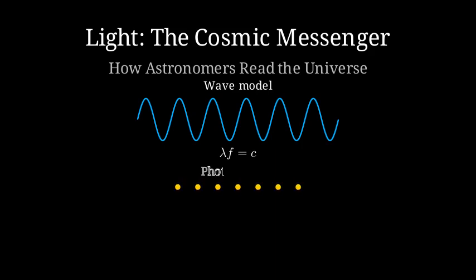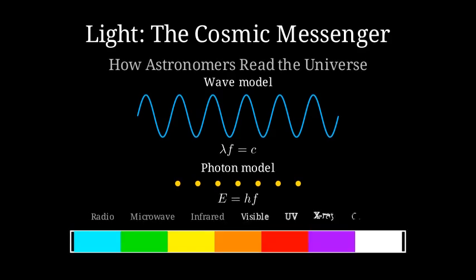As a particle, light comes in tiny packets called photons. Each photon has energy equal to h times frequency. Higher frequency means higher energy and shorter wavelength. Visible light is only a small slice of the electromagnetic spectrum. From lowest energy to highest energy we have radio, microwaves, infrared, visible, ultraviolet, X-rays, and gamma rays.